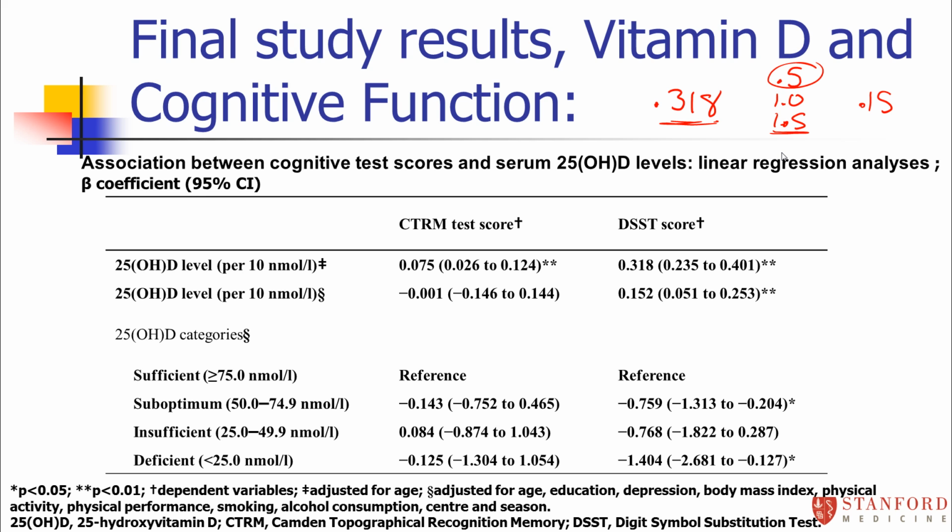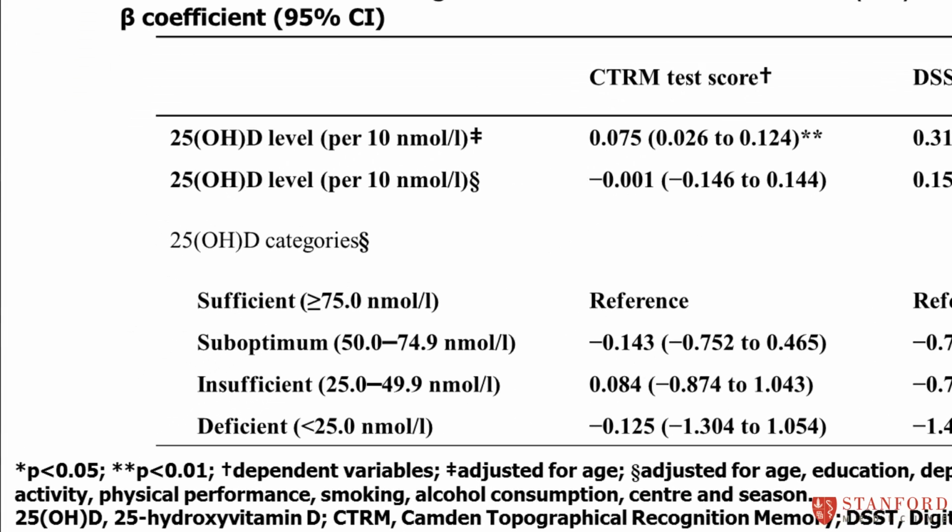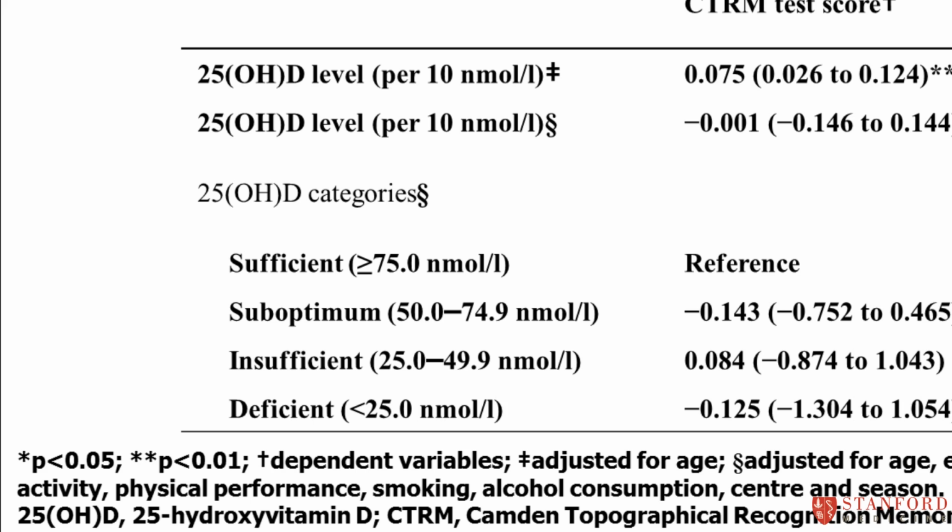Just for practice, let's also look at the vitamin D categories. Besides looking at vitamin D as a continuous predictor, they also broke it into potentially clinically useful categories, similar to what I did in an earlier module. They made 4 categories: sufficient, suboptimum, insufficient, and deficient. And the reference group is obviously the sufficient.